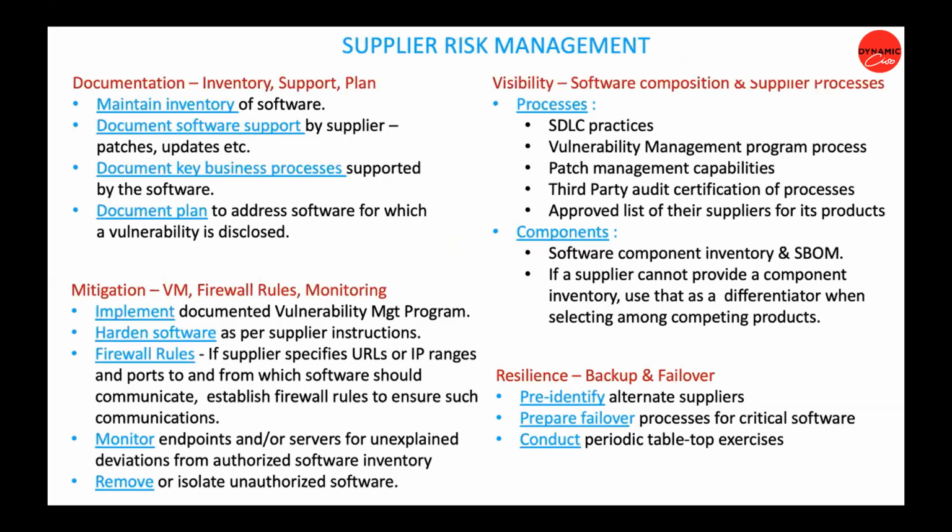4 major areas. One is, now all these are related to the supplier. You need to maintain an inventory of the software. But this inventory maintaining, we have that CISO top 20 controls also says maintain inventory of software and maintain inventory of hardware. But that's more from the vulnerability management part of it. Here we are talking about maintaining a detailed inventory, including the components of the software.